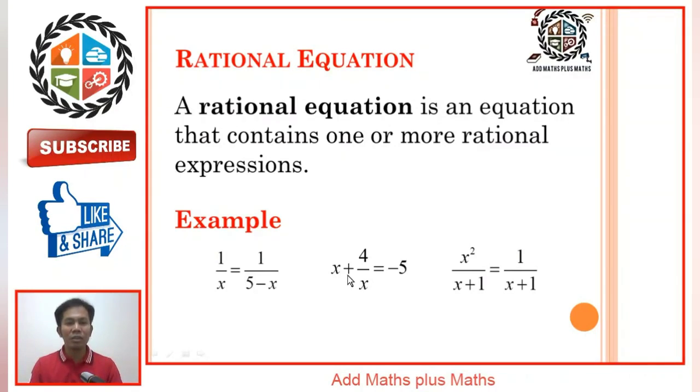Sir Mars, paano kung walang denominator? Rational equation pa rin po ba yun? Yes, it is still a rational expression. Okay? It's still a rational expression because you see, this x can also be written as x over 1. Okay, so rational ba yun? Yes, rational expression pa rin siya. Etong negative 5, sir, rational expression din ba yan? Yes. Why? Because it can be written as negative 5 over 1.